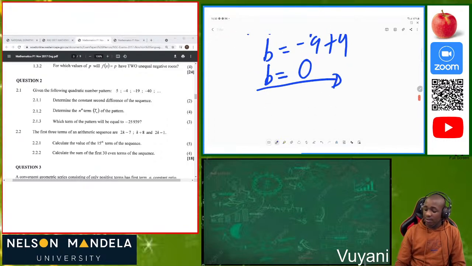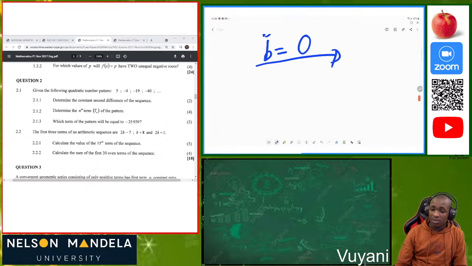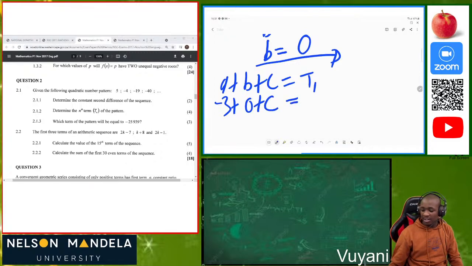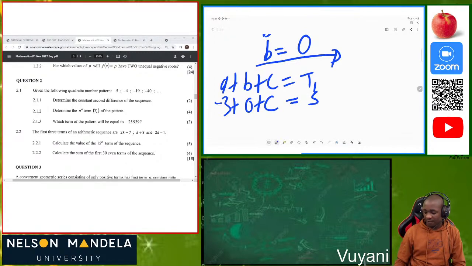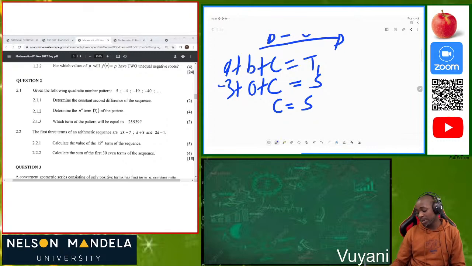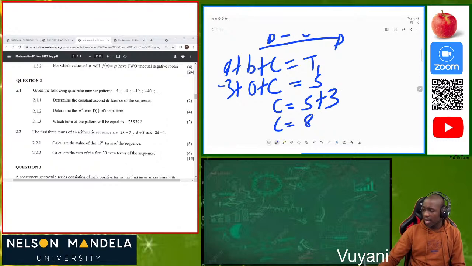Now we have to calculate the value of c. In order to calculate the value of c, we know that a plus b plus c is equal to term 1. Our a is negative 3, our b is 0, and t1 is 5. Making c the subject of the formula, c will be equal to 5 minus negative 3. When we transpose negative 3 to the right hand side, it's going to be positive 3. Then we get c to be equal to 8.